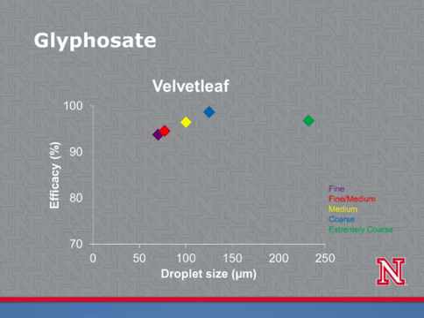Glyphosate is one of those products that works really well across a wide range of different droplet sizes, so it's important to recognize that this systemic product is really not reflective of a lot of the different pesticides we handle.